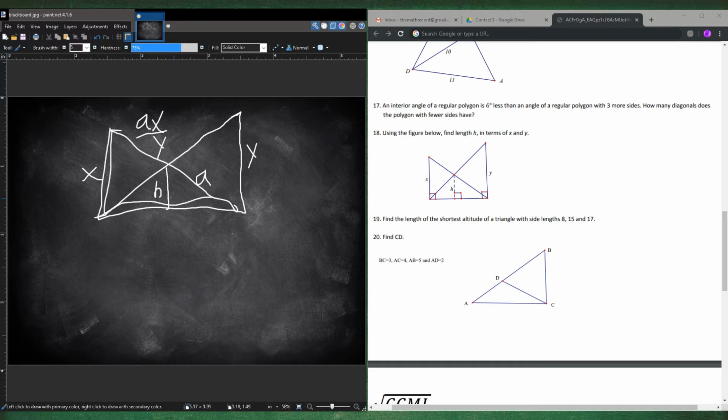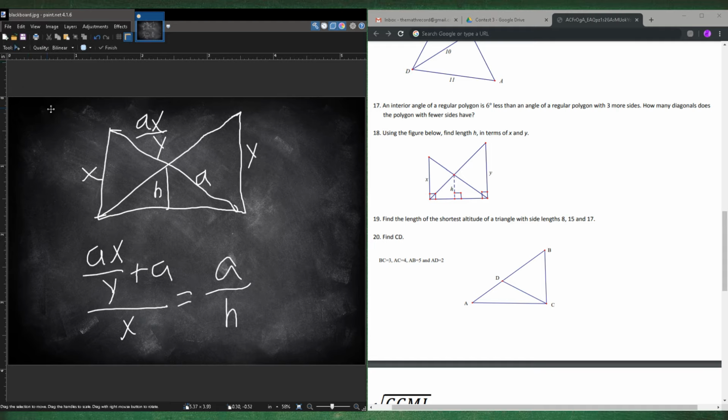And now we can just use this triangle right here. Since this is a height, this is perpendicular, as shown in the diagram. So this is also perpendicular, and they share this angle right here. So we know it's going to be a similar triangle. So we have the hypotenuse, which is ax divided by y plus a, because that's the entire side length, divided by the height, which is x, equal to this hypotenuse, which is a, divided by the height, which is h.